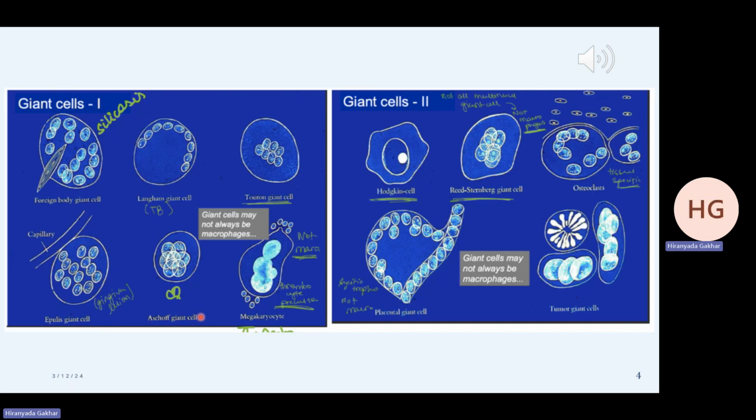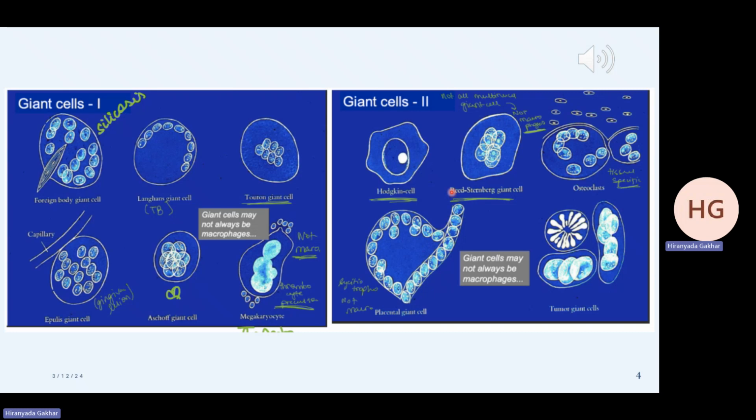And over here is a megakaryocyte, which is a thrombocyte precursor. And over here you see the Hodgkin cells and the Reed-Sternberg cells, which are found in your lymph nodes in the case of lymphomas. Followed by osteoclasts. These are your resident macrophages, which are found in bones. And your placental giant cell over here, which is the syncytiotrophoblast.